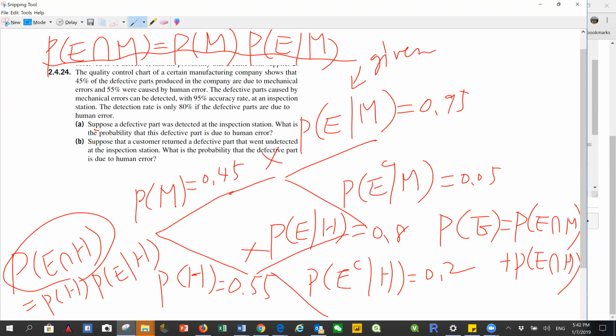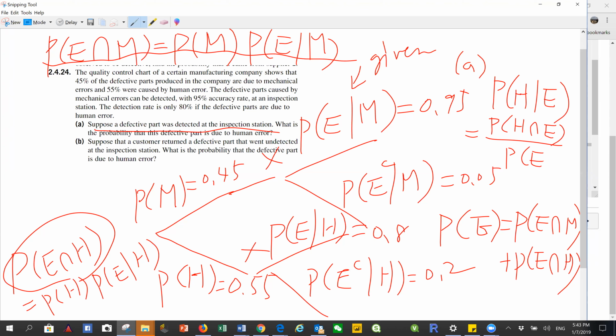Suppose that the defective part was detected in inspection. What is the probability that the defect is due to a human error? Given you have a defective part, the question asks given you have the error, how much is from human? So this is the probability of H and E over the probability of E. You already get the probability of E from here.